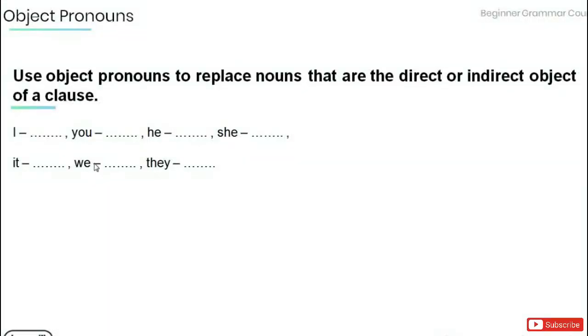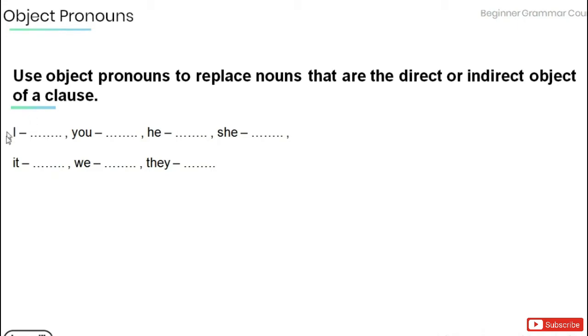Now let's review and practice a bit. Remember that object pronouns are used to replace nouns that are the direct or indirect objects of a clause or a sentence. Let's have a look at the pronouns below.